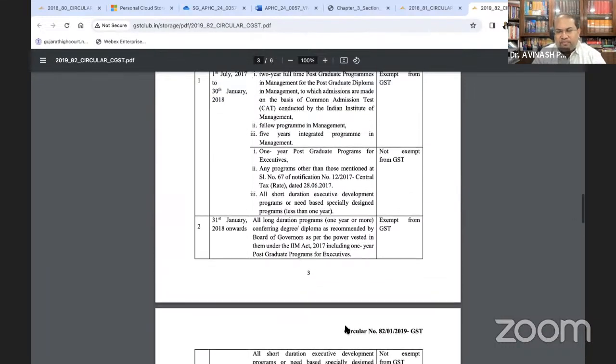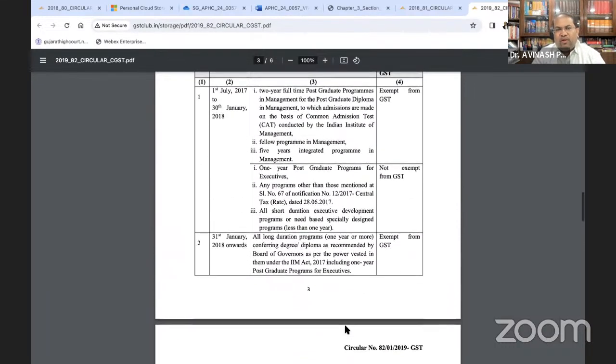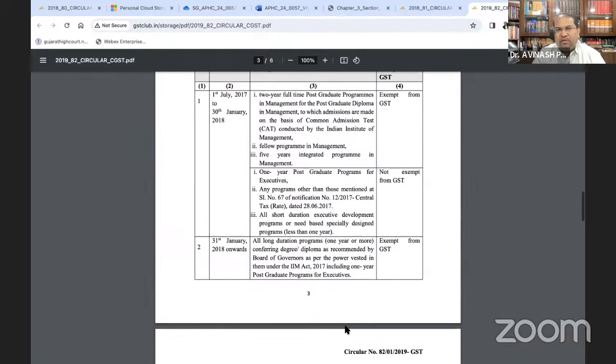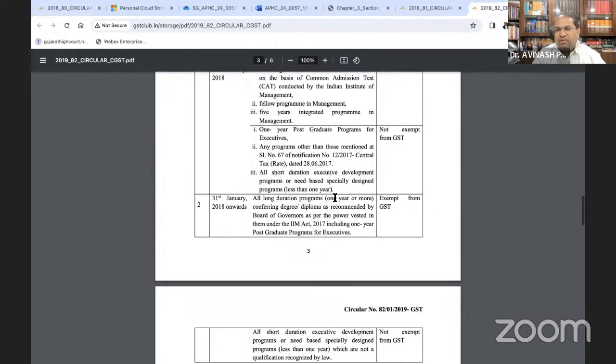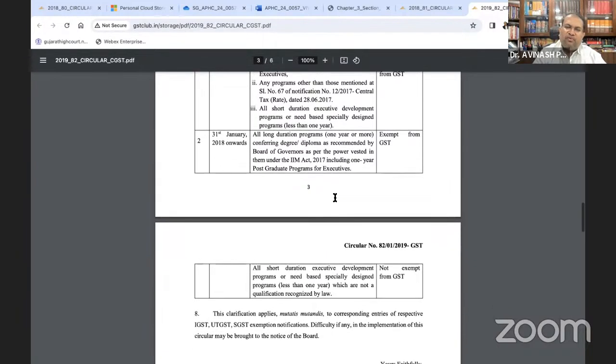So therefore, the two entries that show the exempt and non-exempt: from 1st July 17 till 30th January 2018, only the three which we have read, that is there in serial number 67, is exempt. And the second part of the table is not exempt, because 1 year postgraduate programs for executives, any program other than those mentioned in serial number 67, all short-term duration executive development programs, this is not exempt. So if something is not included there in serial number 67, it is not exempt, as simple as that.